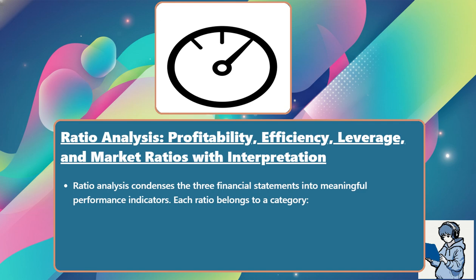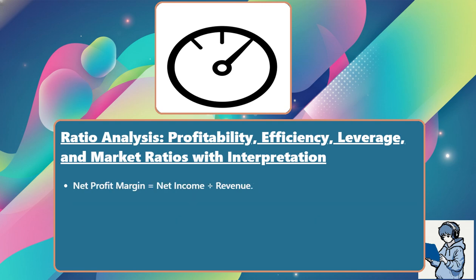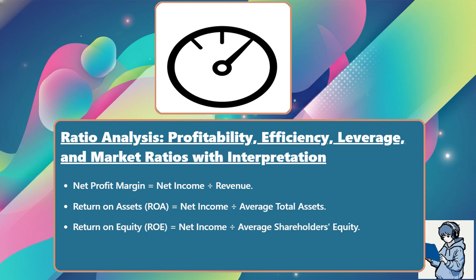Ratio analysis condenses the three financial statements into meaningful performance indicators. Each ratio belongs to a category. Profitability ratios measure the ability to generate earnings. Gross margin equals gross profit divided by revenue. Operating margin equals EBIT divided by revenue. Net profit margin equals net income divided by revenue. Return on assets (ROA) equals net income divided by average total assets. Return on equity (ROE) equals net income divided by average shareholders' equity. Higher percentages indicate better profitability.